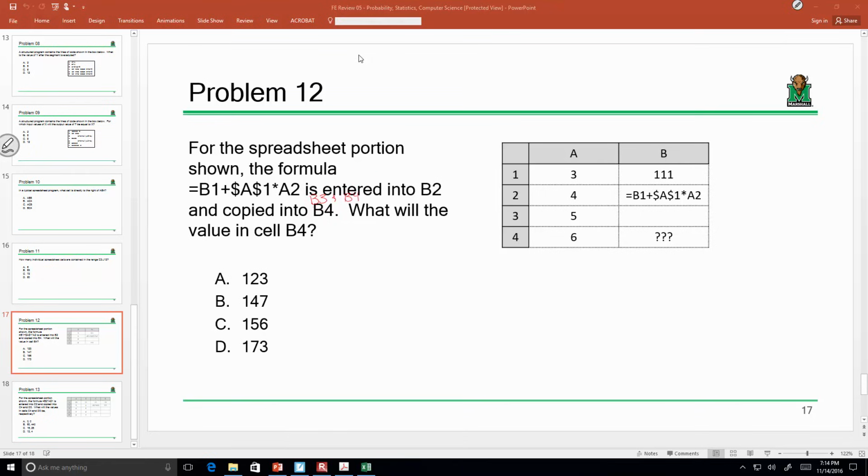So this formula shown is entered into B2 and copied into B3 and B4. What will be the value in cell B4? First thing I want to do is, before we even open Excel and just do this problem, let's write out the formulas. Now watch this up here. If I copy this formula and paste it into B3, what's it going to look like?